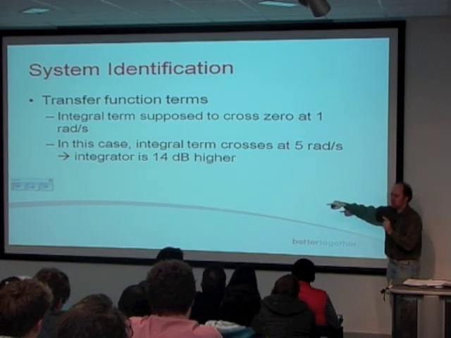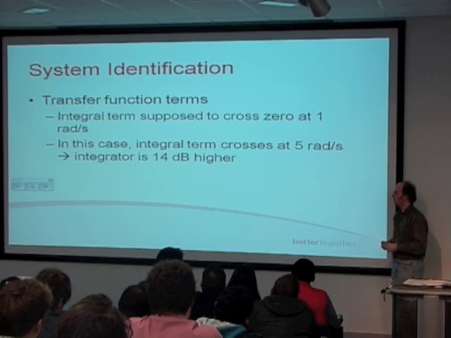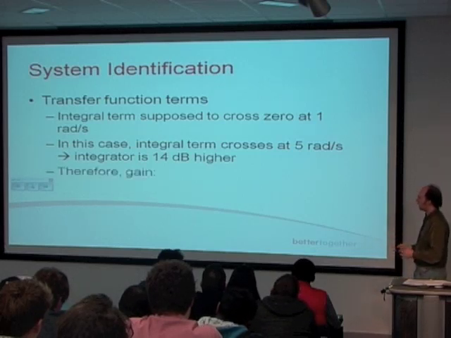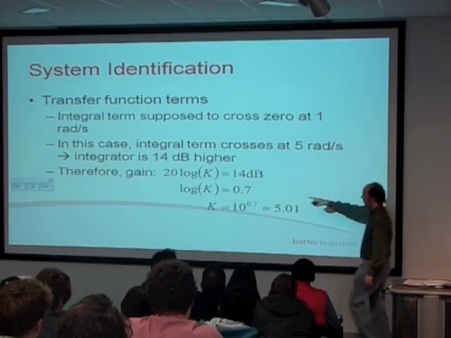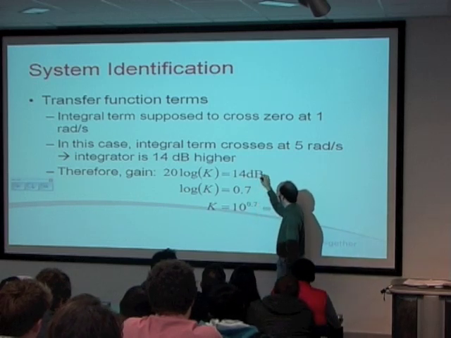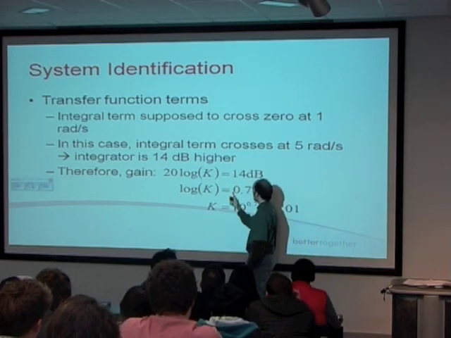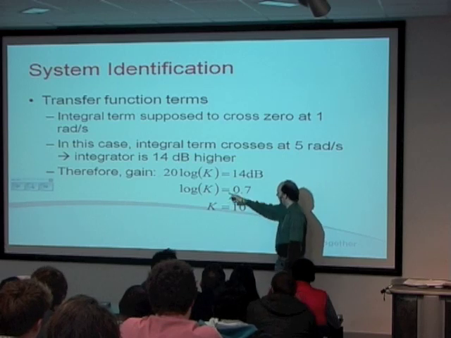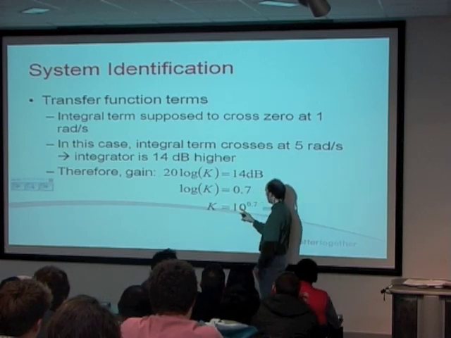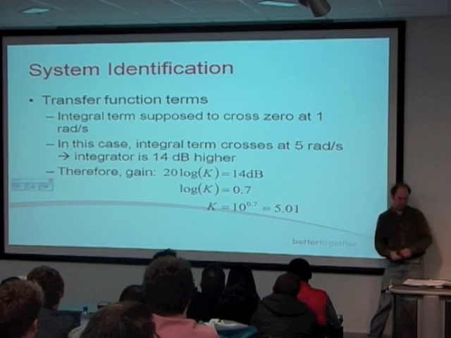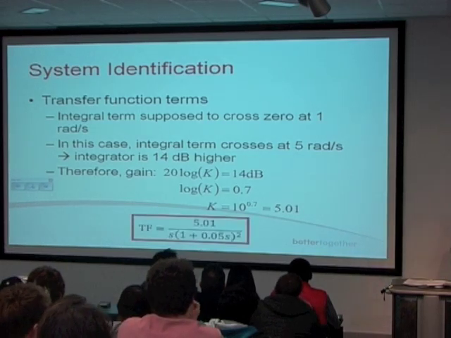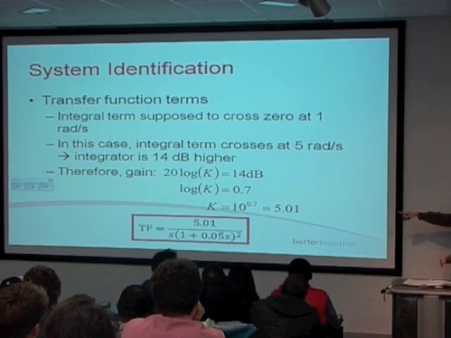We want to go back to the amplitude in terms of not decibels. And so you say 20 log k is 14 decibels. So divide 14 by 20, you get 0.7. Then you anti-log, 10 to the power of 0.7 gives us 5.01. And so our transfer function, you plug in those values, there's our transfer function.